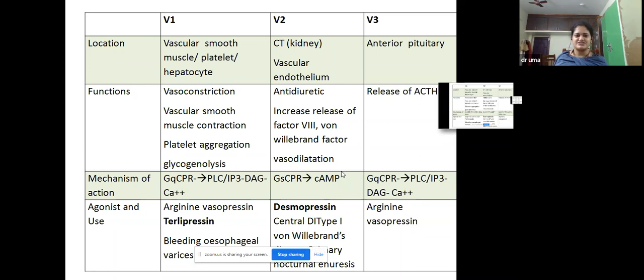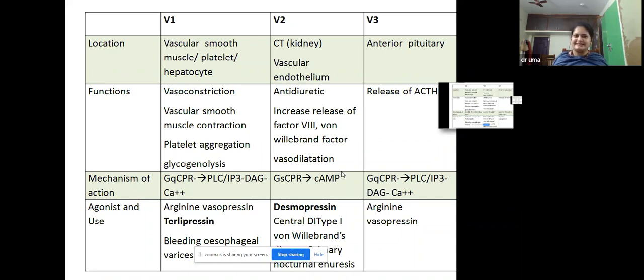As for the mechanism of action, V1 acts through the Gq receptor. It increases phospholipase C, IP3, and diacylglycerol, thereby increasing calcium influx and producing vasoconstriction. The V2 receptor acts through Gs and increases cyclic AMP, thereby producing vasodilatation. V3 is also a Gq receptor, increases calcium levels, and thereby causes the release of ACTH.